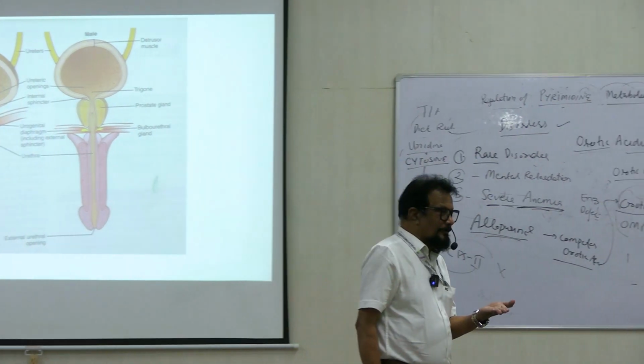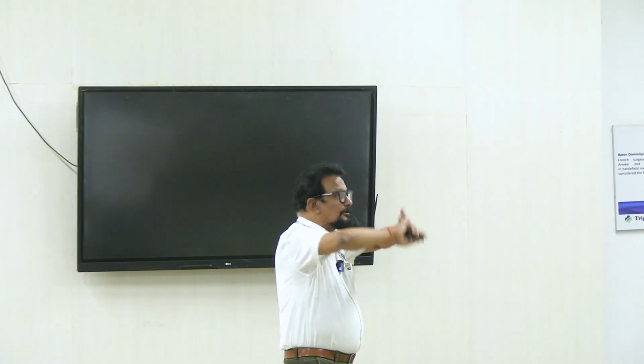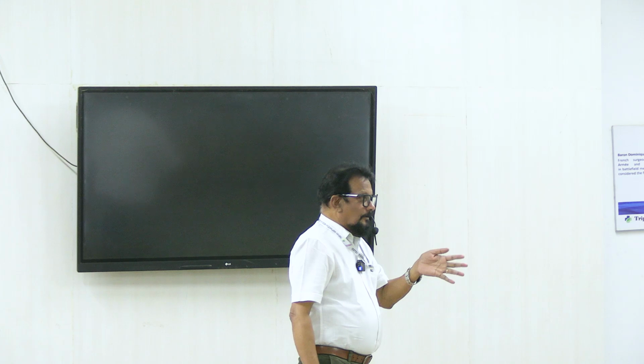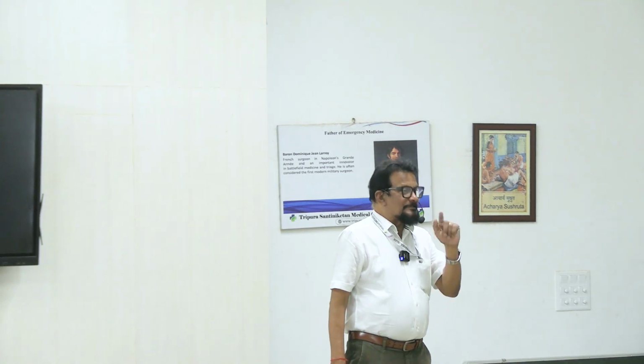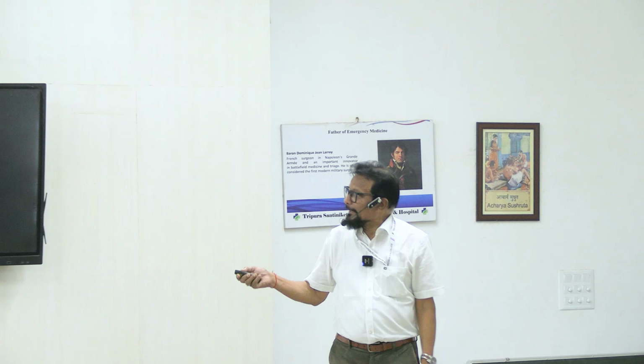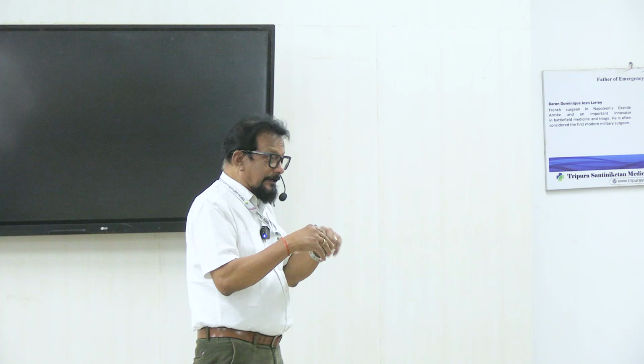The surface of this trigone is smooth, whereas the rest of the part is not smooth. This is folded. And this folding is called what? In the stomach also this folding is there. Rugae. R-U-G-A-E. So here also, if you see minutely, you will find a lot of rugae. Why these rugae? So that when it is distended, the surface area can be increased. It can accommodate more urine. That's why this folding is there.